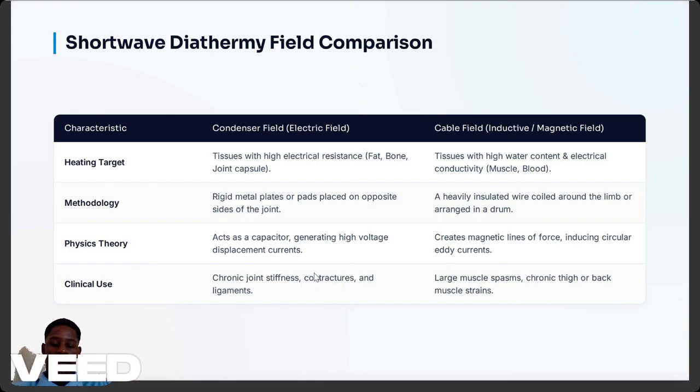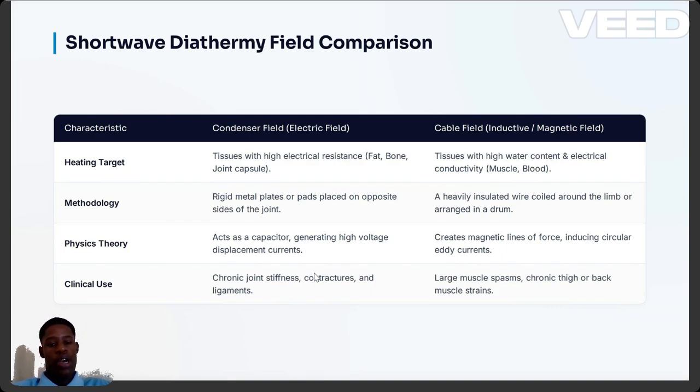Then moving on to the therapeutic mechanisms, we've got the different heating targets between the cable and the condenser method. These are two different methods of shortwave diathermy. The condenser method is destined for deep tissue that naturally resists electricity, like the fat, body, and joint capsule. While the cable method mainly works on your muscle and your blood.